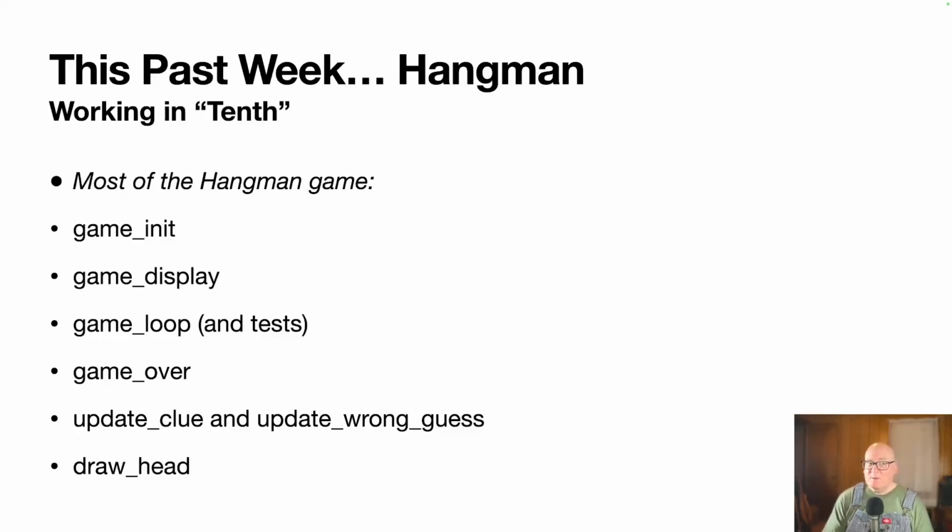All right, so we'll go through most of what we have so far for hangman. We have game init, game display, game loop. We'll look at the tests for that too. Game over. A couple of things to update: update clue and update wrong guess, and then finally draw head. We haven't got the part about the body working, but most of the rest is kind of in place.